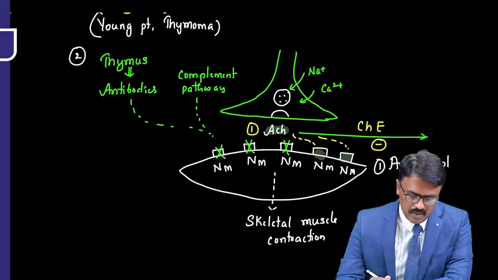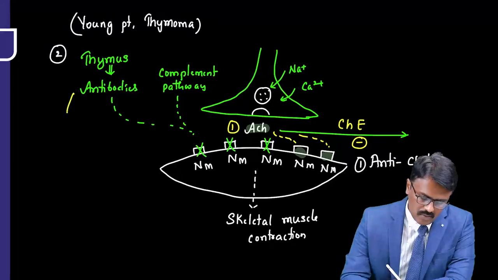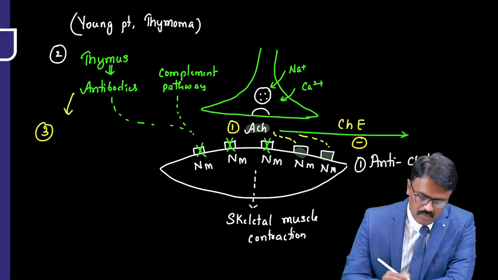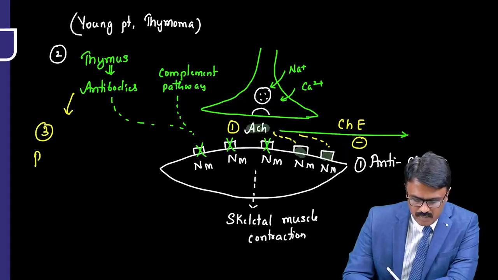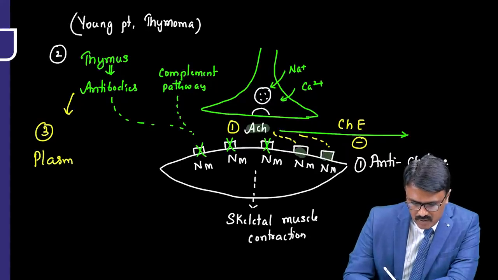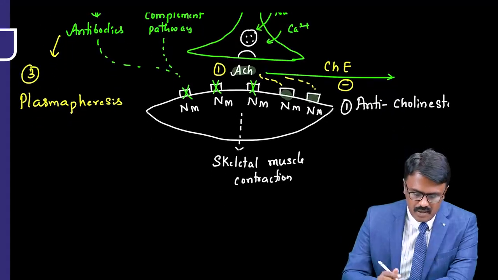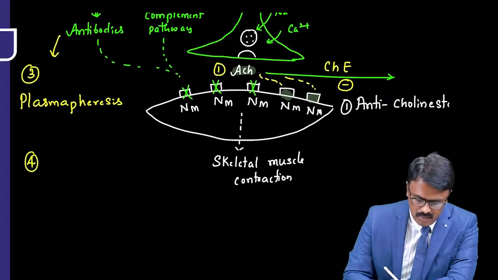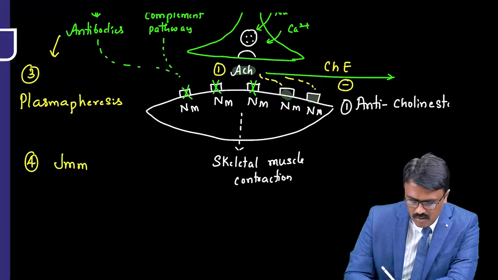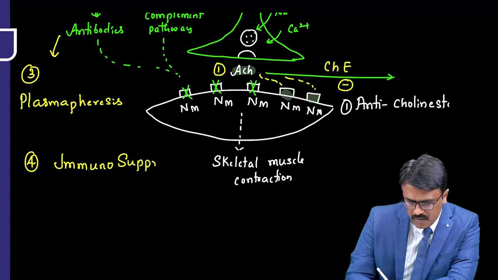Now the third important thing is when the antibodies are more, you can remove the antibodies by a process called plasmapheresis. So we can do plasmapheresis. Now it's an autoimmune problem, so number 4, you can use immunosuppressants.